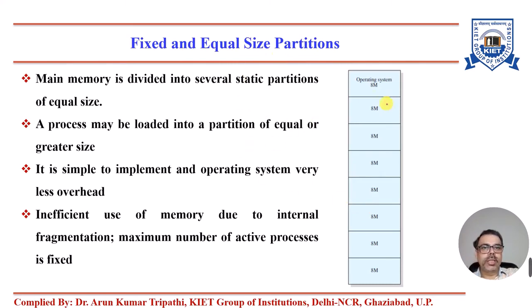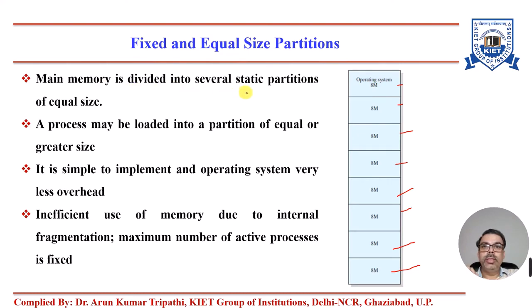So fixed and equal size partitioning means we will divide the memory into a number of parts, and each part has equal size. It may be 8 MB, 100 MB or 1000 MB. I am not discussing the size. Basically the size is equal. What it will be, we are not dealing with that. So the size will be equal.